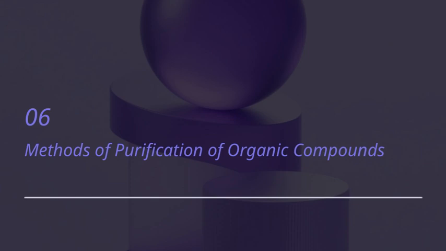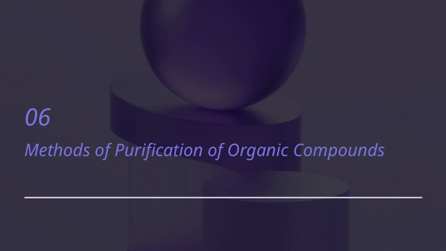We also have chromatography, which is incredibly versatile. It separates compounds based on their movement through a stationary phase under the influence of a mobile phase. Techniques like column chromatography or thin-layer chromatography help us isolate individual compounds from mixtures. Finally, solvent extraction is used to transfer a compound from one solvent to another, often to separate it from impurities.